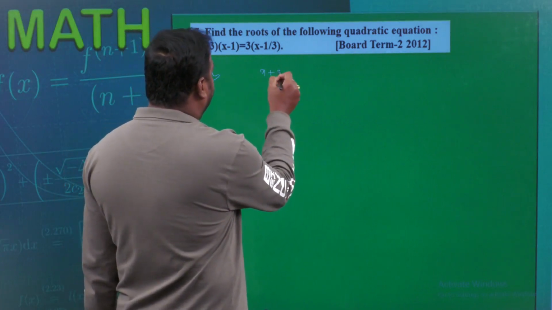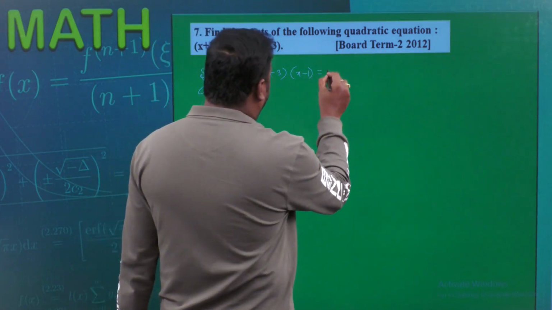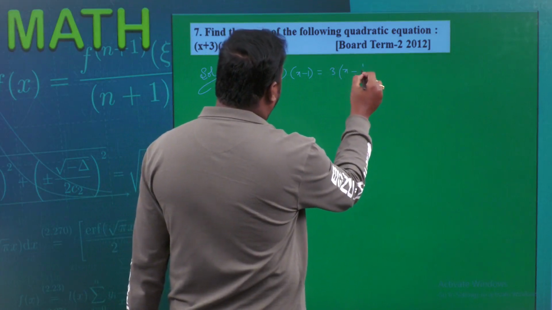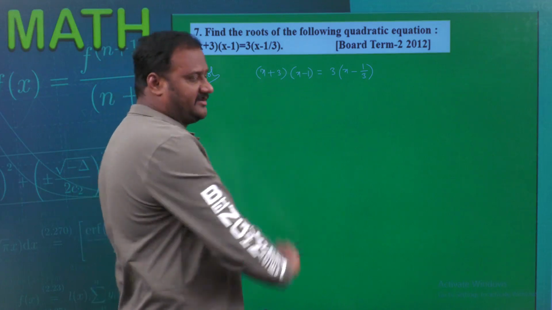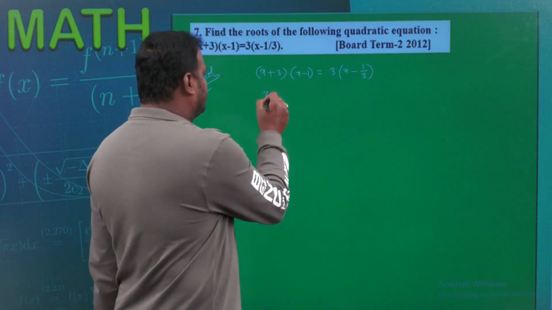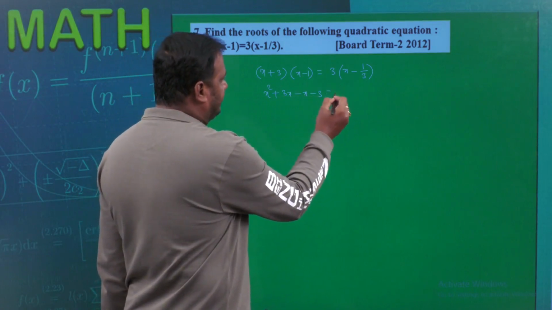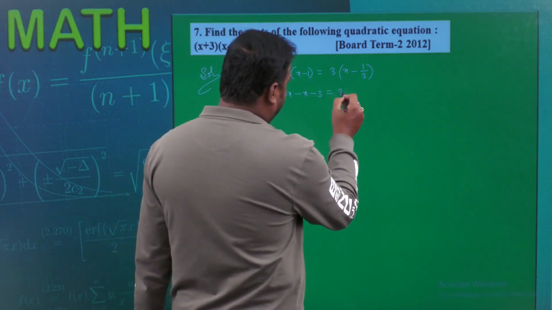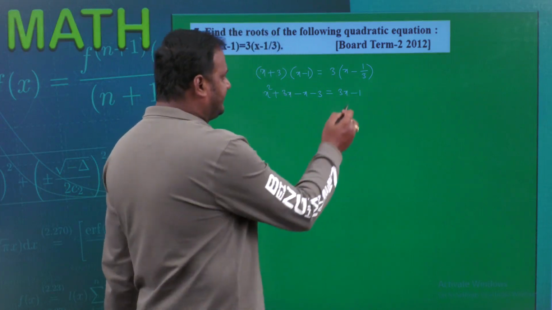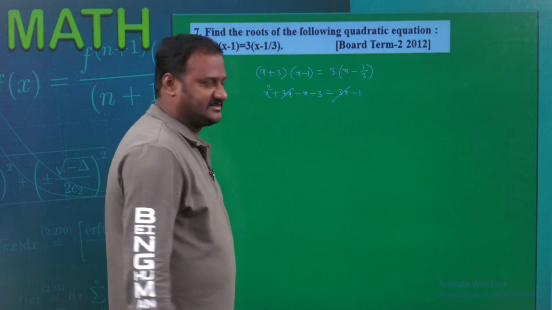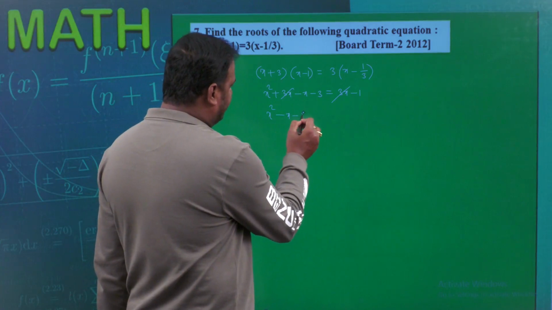(x + 3)(x - 1) = (3x - 1)/3. In order to simplify this, definitely I need to multiply both of them. Then x into x is x square, plus 3x, minus 3, equal to, this is 3x, right? So 3x minus 3 into 1 by 3, 3 cancel, remaining 1. And I think here directly we can cancel 3x and 3x. Finally, this is x square minus x minus 3.